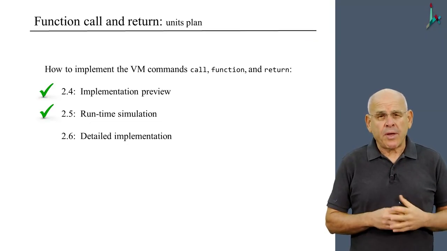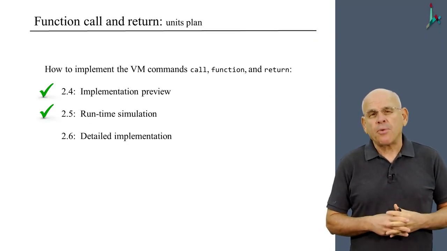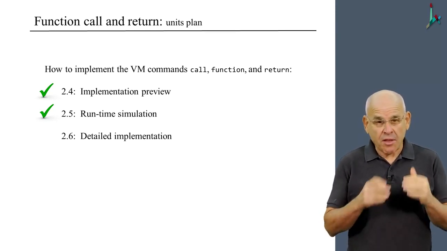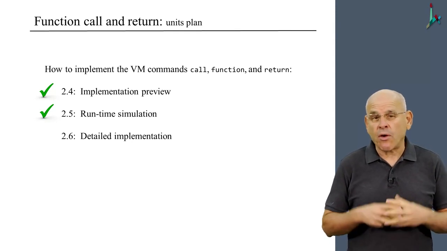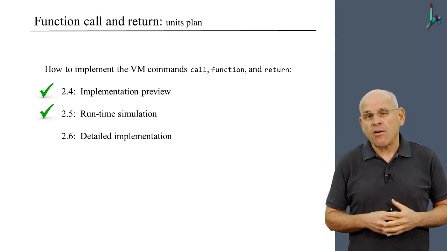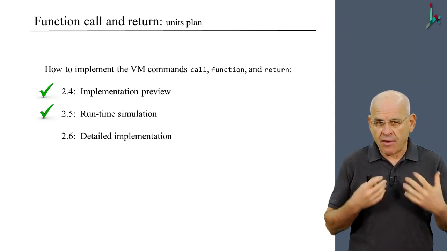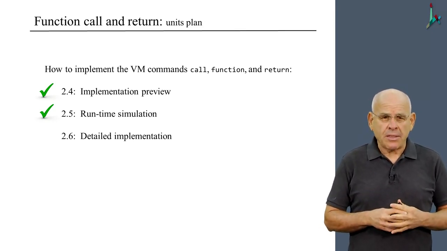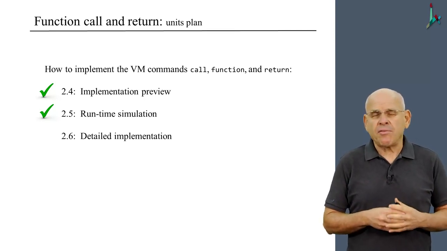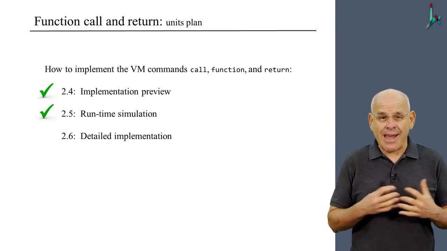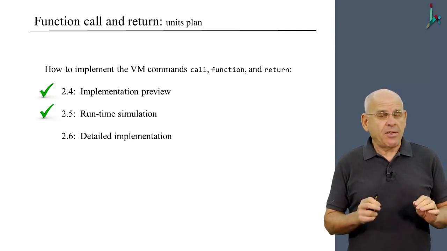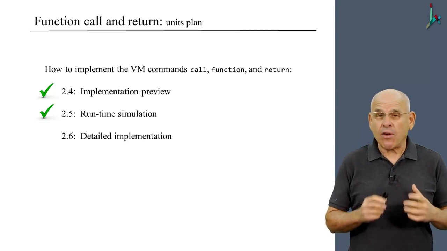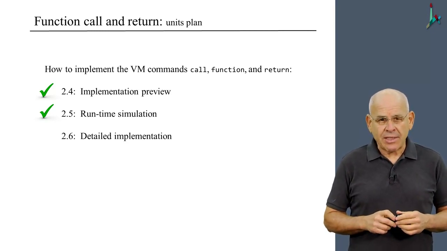If you recall, we decided to present the function call and return implementation using 3 different units, and we already went through the preview of what we want to do. We gave sort of an informal runtime experience of the function call and return in action. And in this unit, we are going to actually describe how we're going to make it happen, how we're going to implement it. So let's get started.